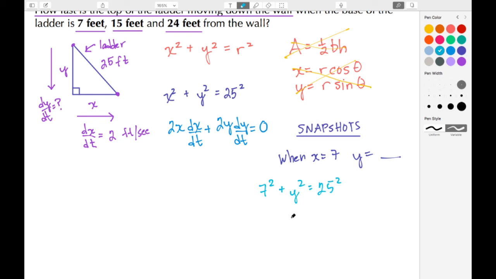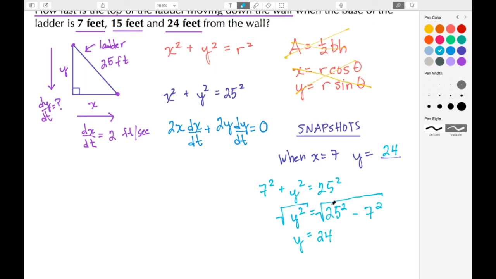Well, we need to isolate y squared, so we're going to subtract the 7 squared from both sides. So we end up with y squared is equal to 25 squared minus 7 squared. And to figure out y, we need to take the square root of both sides. In doing that, we figure out that the value for y in this first snapshot is 24.